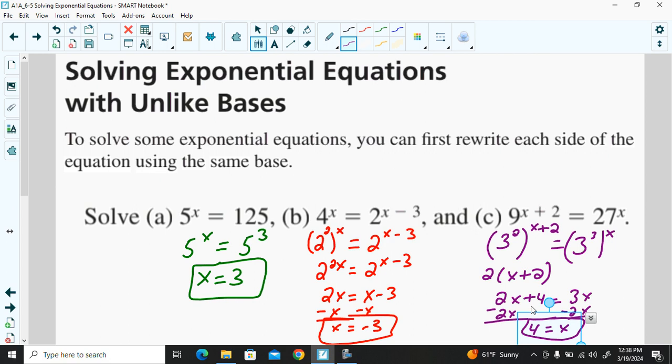Alright, now let's check that, because I want to make sure that that's correct. So 9 to the 4 plus 2 is going to be 9 to the 6th power. Is that the same as 27 to the 4th? I'm going to use my calculator to check that. 9 to the 6th power is 531,441. 27 to the 4th equals 531,441. So that is correct.